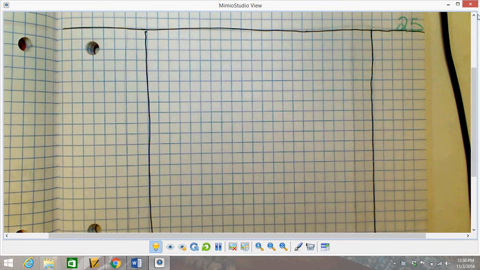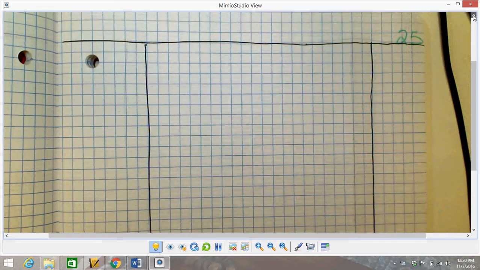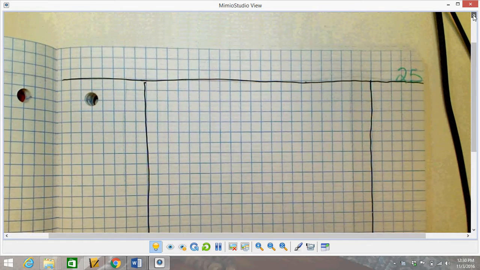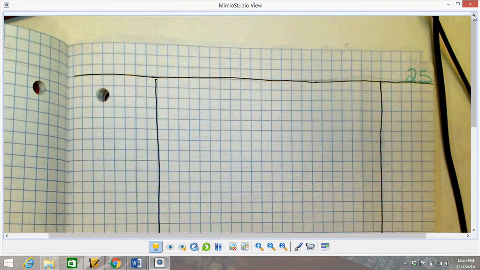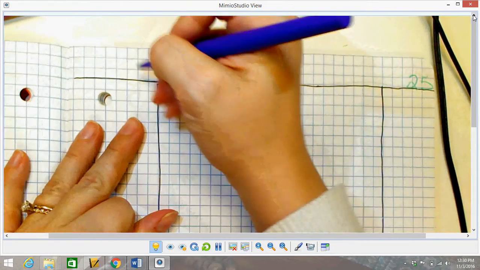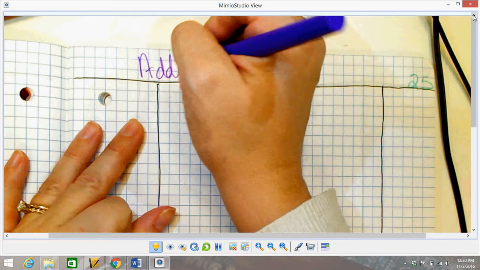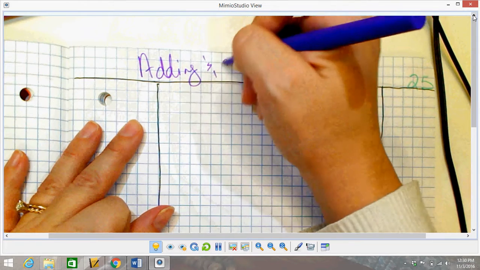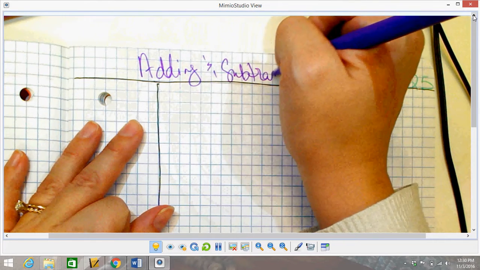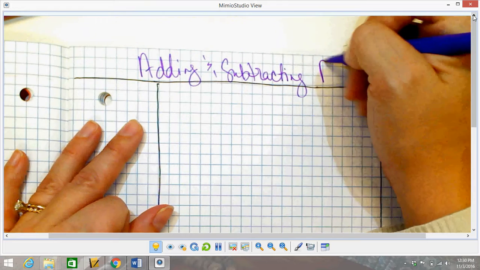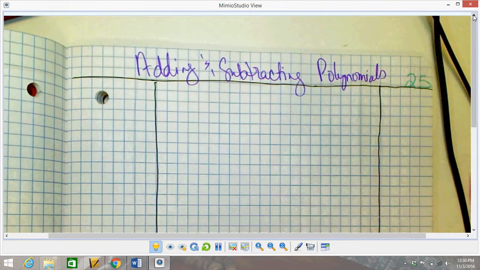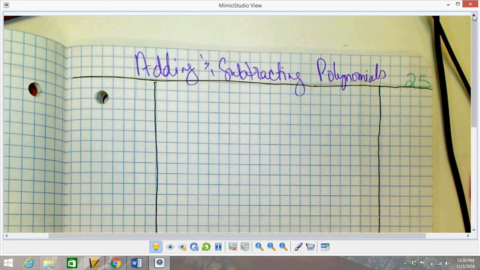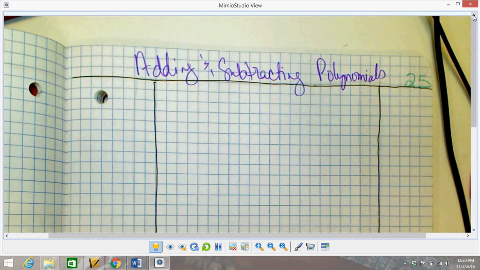So I'm going to title this, Adding and Subtracting Polynomials. And before we do anything, let's define a couple of things.